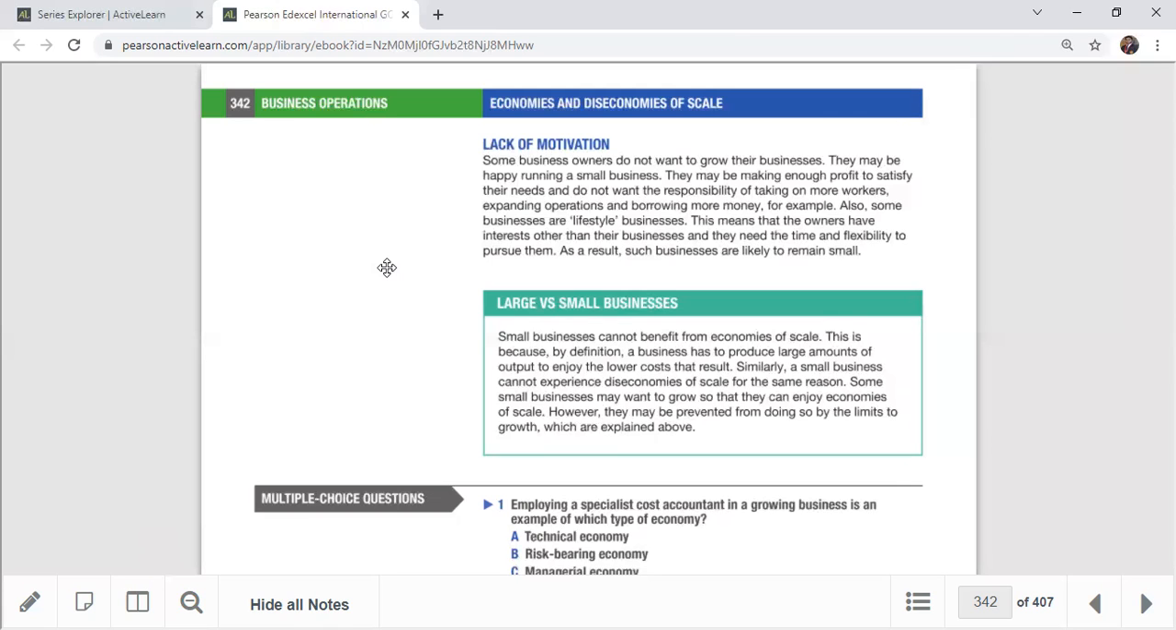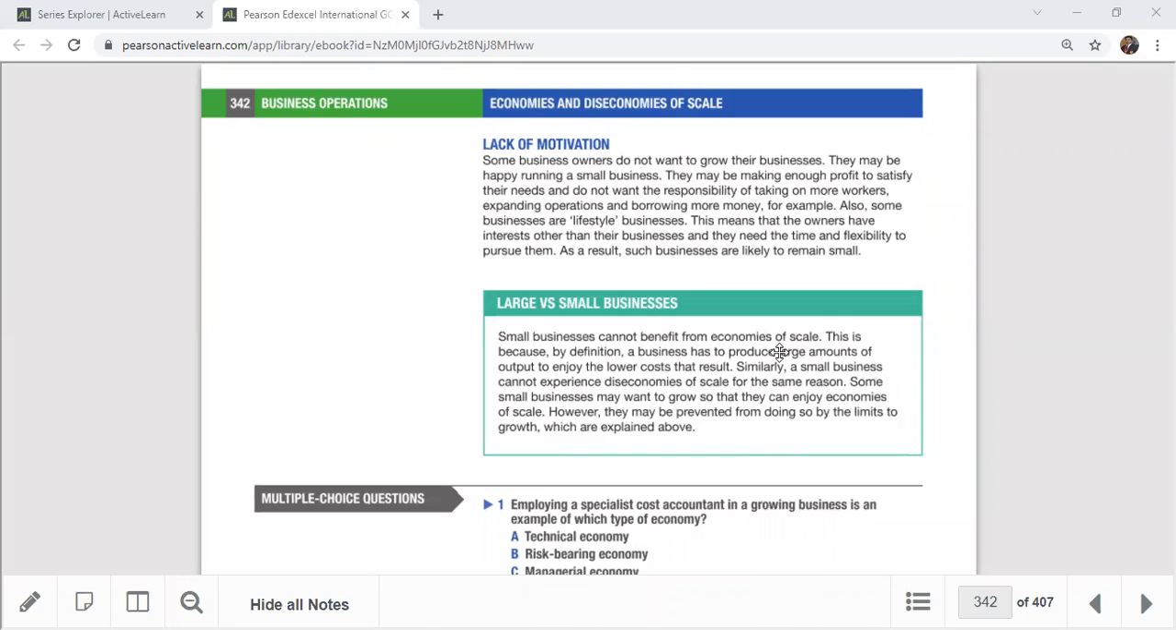This is the situation. Some business owners don't want their businesses to grow. They want to run a small business and they are satisfied. It's called a profit satisficing objective. They don't want to go bigger, and as a result they don't want to expand their business organization. So this is the summary of the lesson so far.